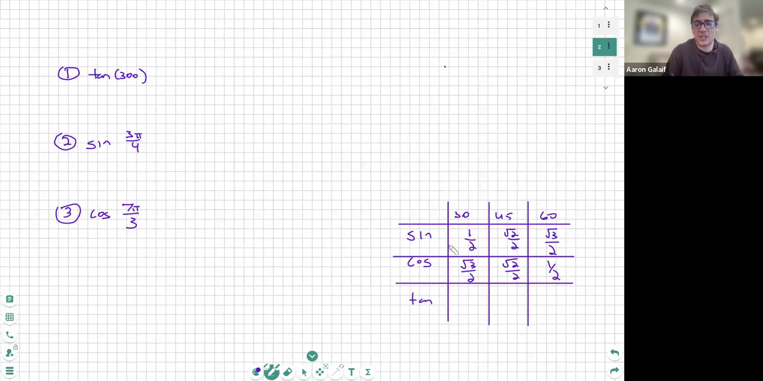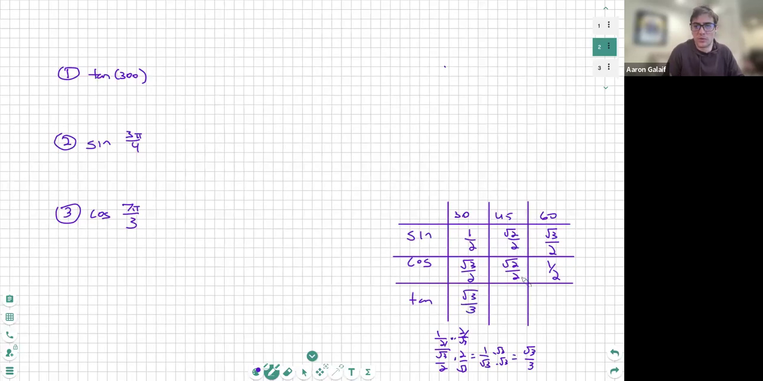Then the tangent is just the sine over the cosine, which you can see is 1/2 over √3/2. So you multiply by the reciprocal, and you get 1 over √3. But when you rationalize that by multiplying √3 to the top and bottom, you get √3/3. Perfect.